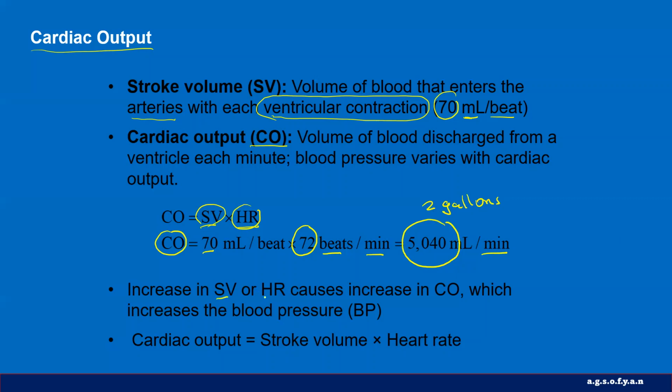Increasing the stroke volume and heart rate will also increase the cardiac output. For example, if you perform exercise, the stroke volume and the heart rate will also increase. This means that there will be more blood pumped from the heart. So it's going to be more than 5,000 milliliters, maybe close to 6,000, even 8,000 milliliters per minute, about 2.5 gallons per minute.